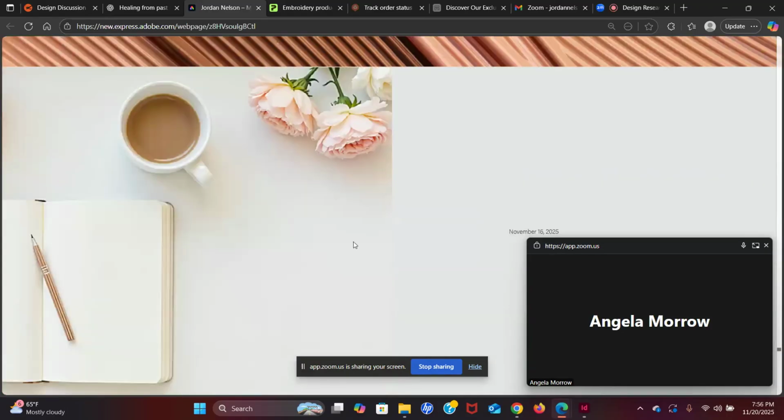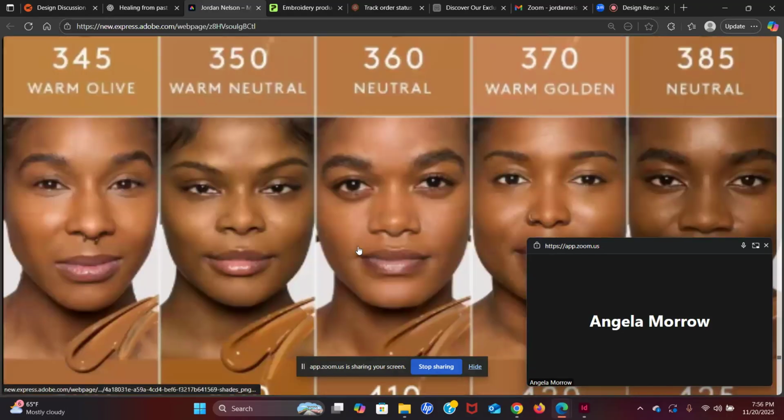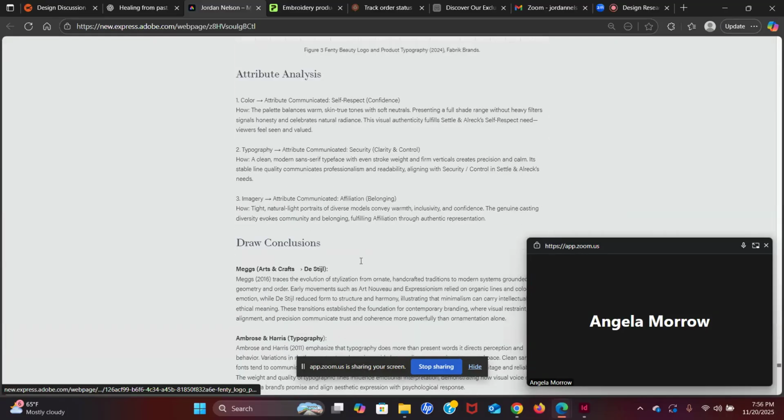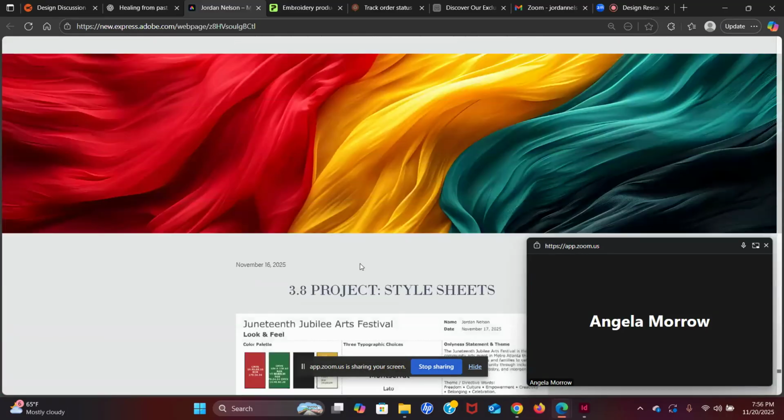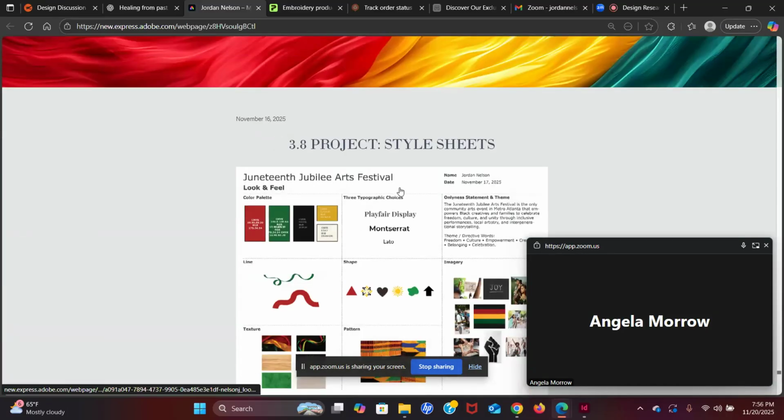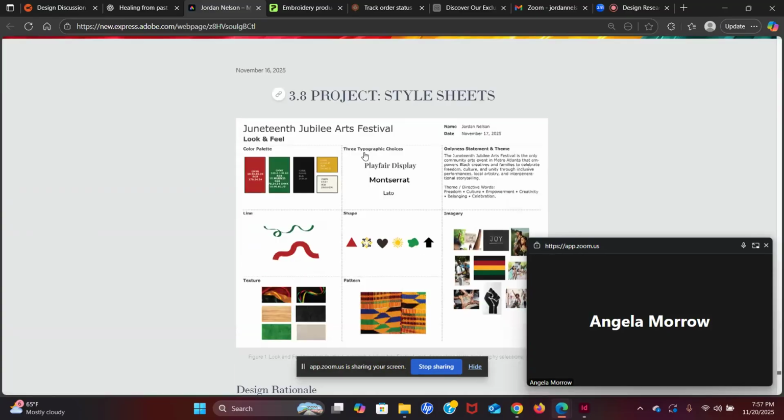I think I added another Juneteenth at the bottom to complete it. This one I wanted to talk about. This one was interesting because of the style sheet. It was interesting to break down. I've never done a style sheet before. I've done vision boards, but to do a style sheet was very different.